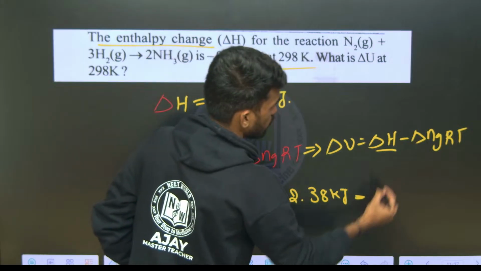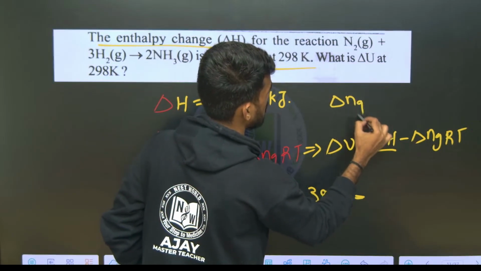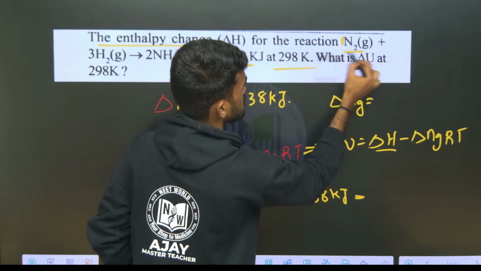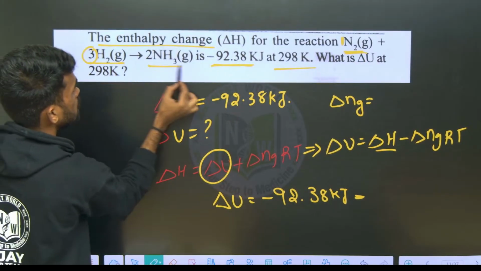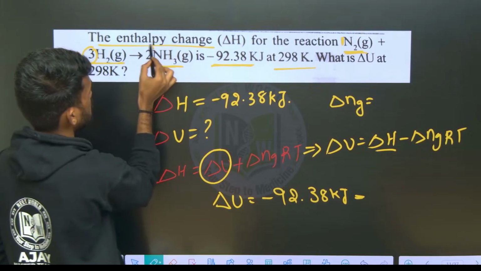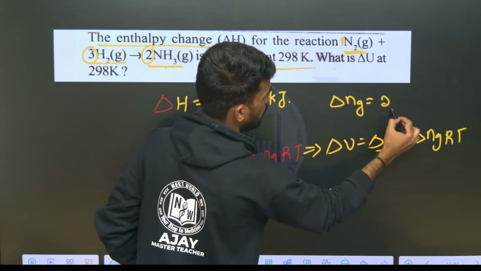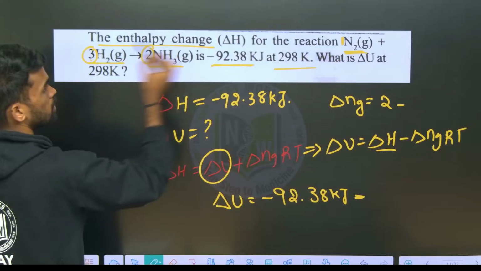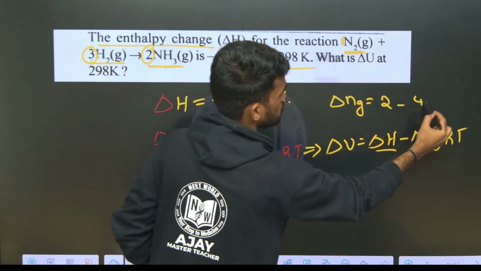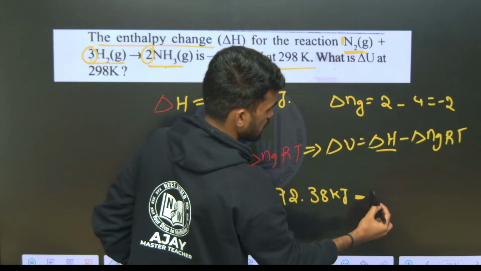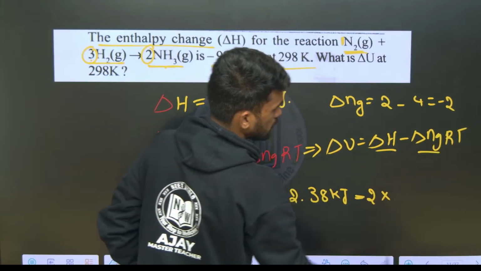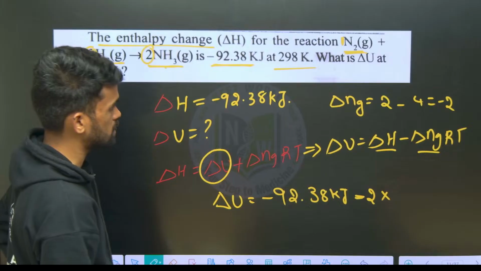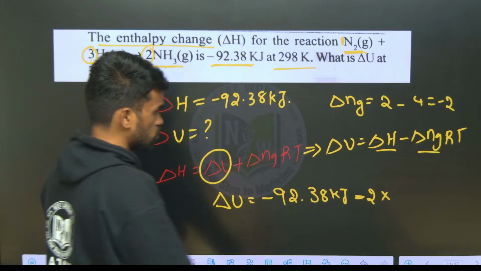Minus, what is delta Ng here in this reaction? See, one gaseous reactant, another gaseous reactant, are 3 moles and these are gaseous products. So gaseous products are 2 minus gaseous reactants 3 plus 1, 4. So 2 minus 4 will be minus 2. So take here minus 2 as delta Ng, into RT. So what is that RT here?